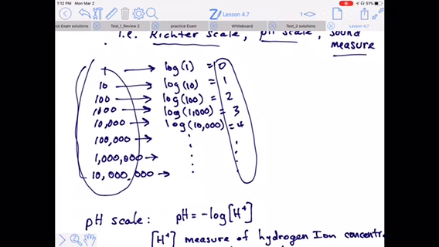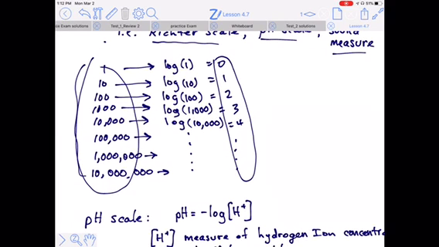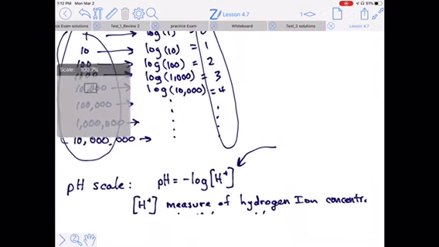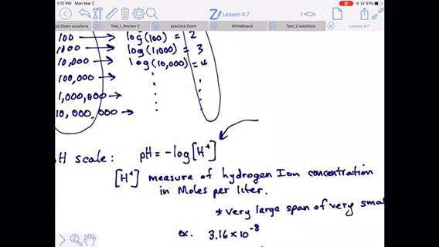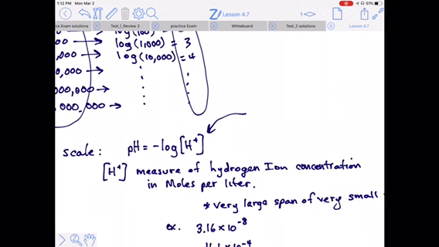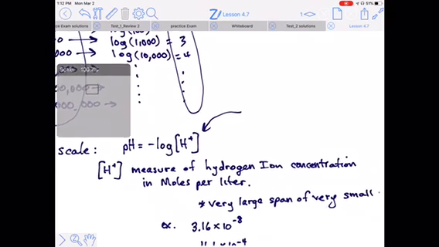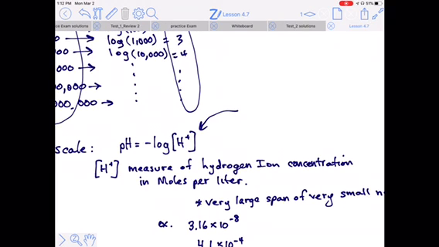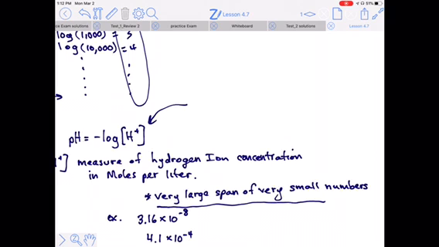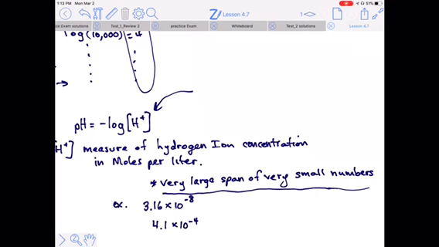So we'll start with the pH scale. This is the formula you're going to want to write down for the pH scale. And that H plus is a measurement of hydrogen ion concentration in moles per liter. The concentration of hydrogen ions in a substance, what I've written here, is a very large span of very small numbers. By very small numbers, I mean very small decimals.